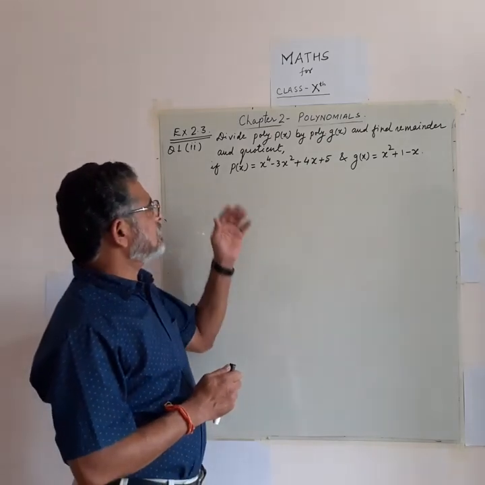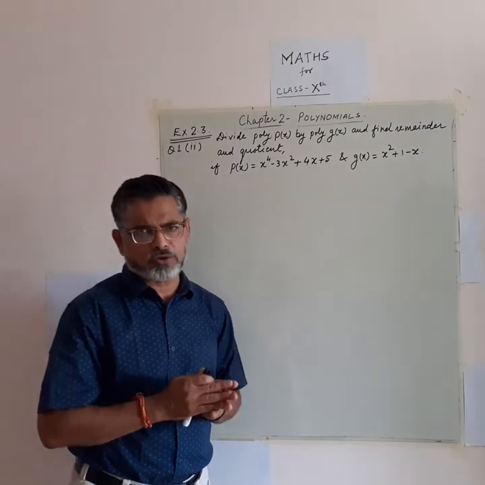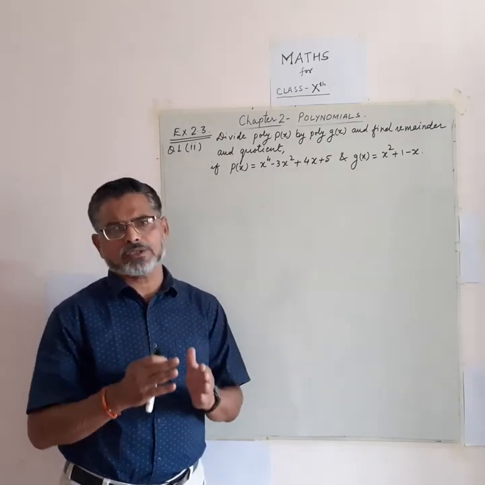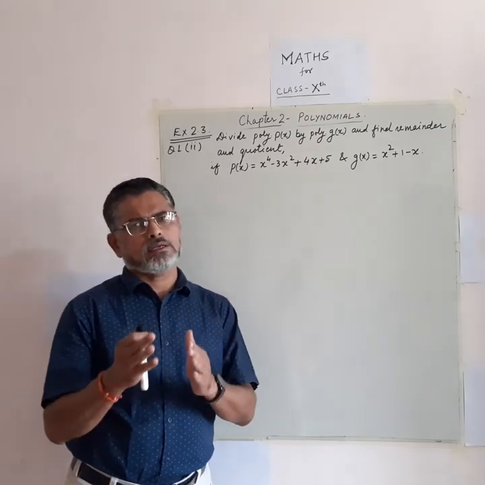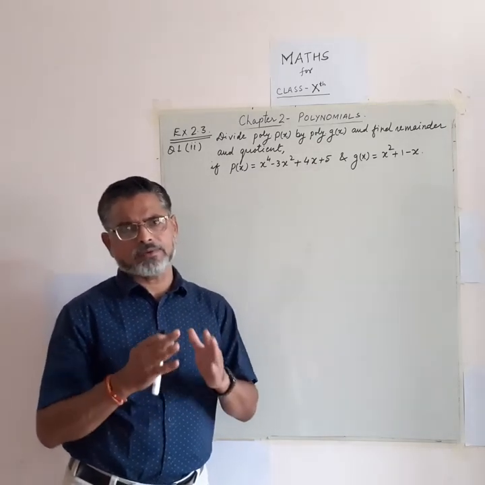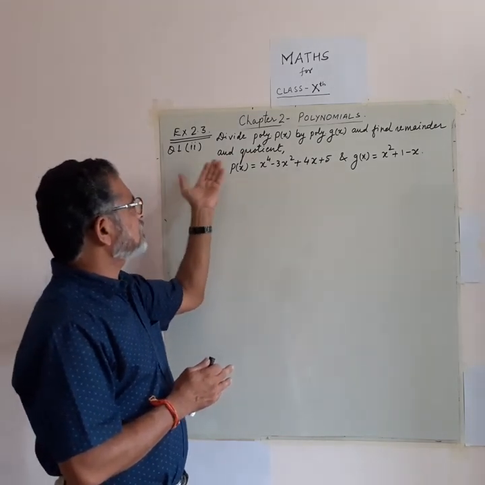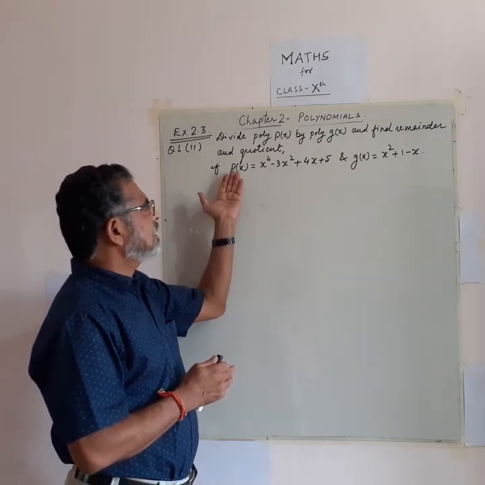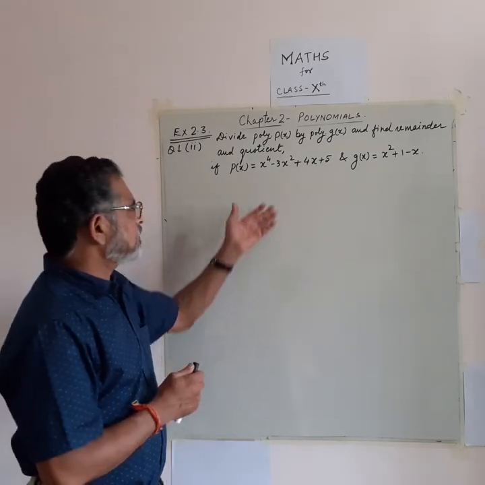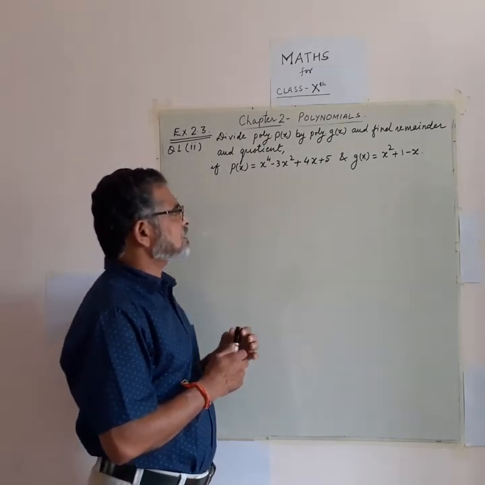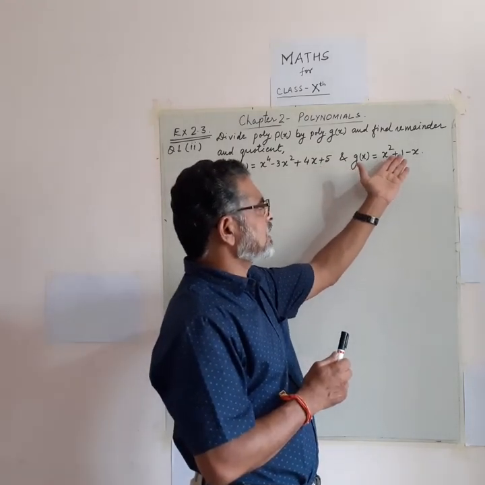Now we come to exercise 2.3, in which we have to divide a polynomial by another polynomial. After division we can get the quotient and the remainder. If remainder is 0, then the divisor is a factor of the dividend. So here we take the first question of this exercise, in which we have to divide p(x) by g(x) and find the remainder and quotient. If p(x) is x raised to 4 minus 3x square plus 4x plus 5 and g(x) is x square plus 1 minus x.